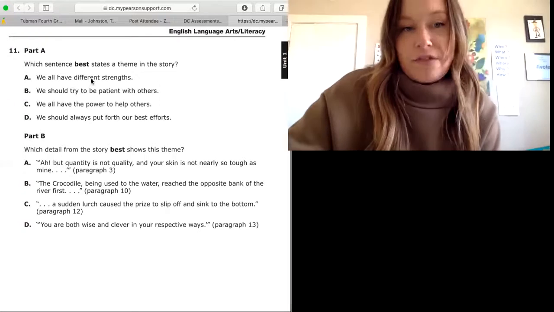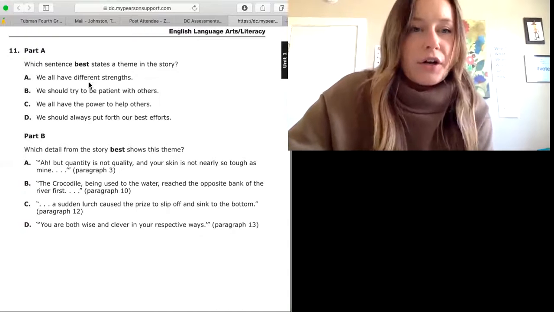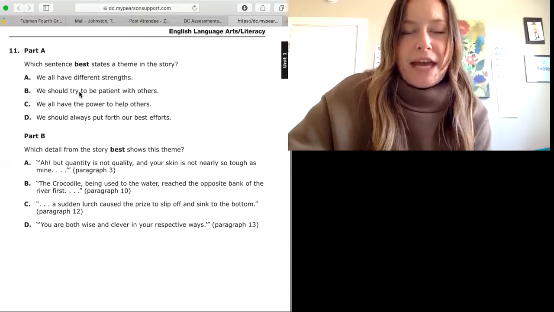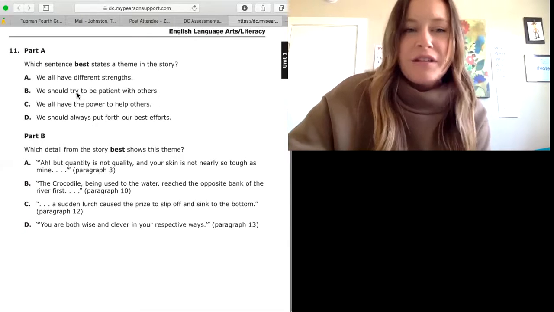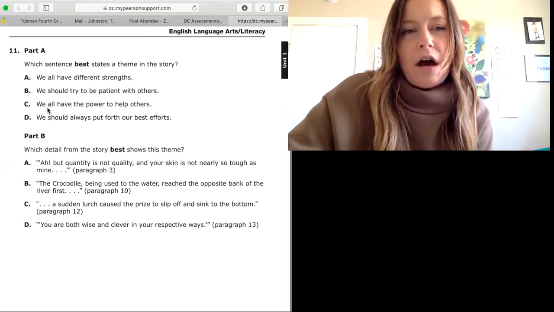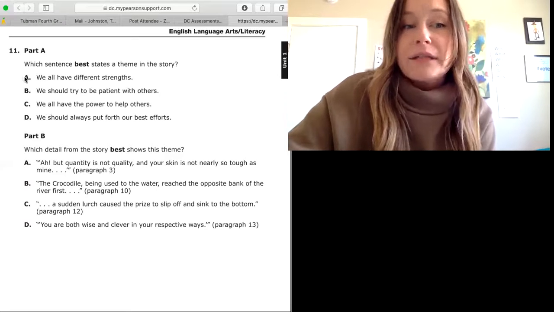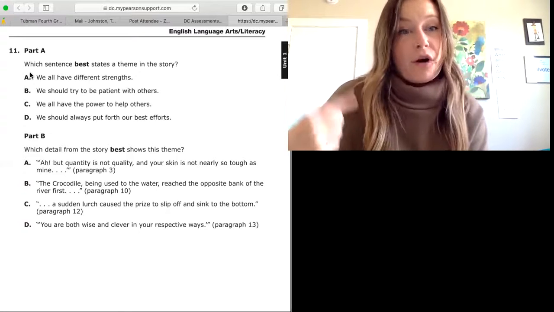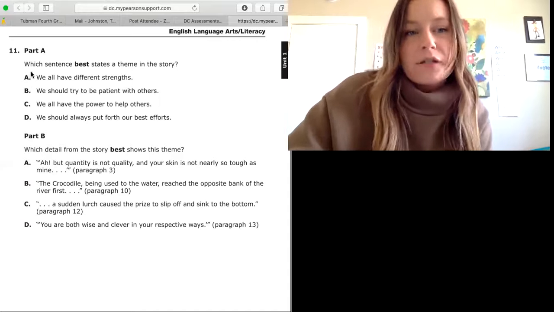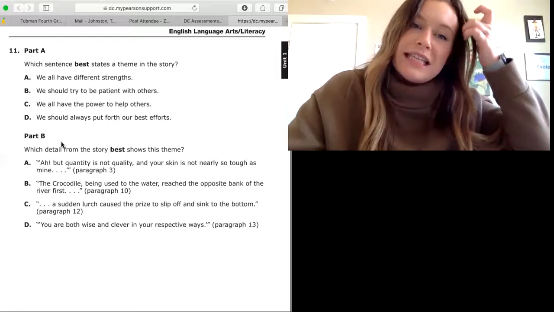A, we all have different strengths. Oh, we all are good in our own way. We should try to be patient with others. They didn't really learn patience. We all have the powers to help others. They didn't really learn that. We all should put forth our best effort. We didn't really learn that. I would say the one I said before best matches A. So it's A. Which detail from the story best shows that theme?